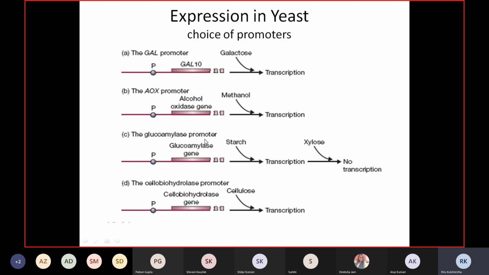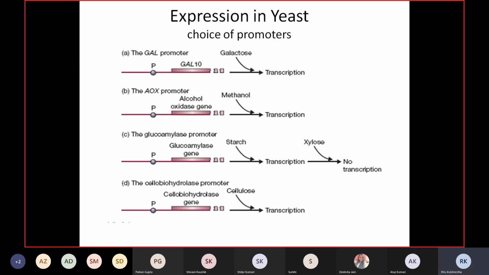Then you have the glucoamylase promoter, which gets induced in response to starch, but in response to xylose, there is no transcription. So if you want to switch on and off the expression of your gene, this is one of the ways by which you can do that. Then the cellobiohydrolase promoter gets induced in response to cellulose. So this is just an introduction to the various inducible promoters which are used in the yeast cloning system.